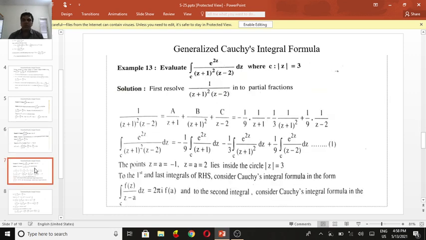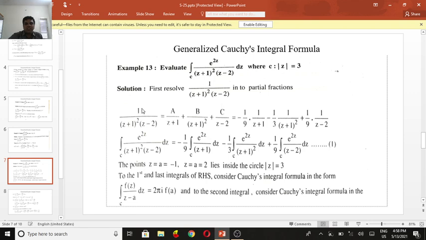Now let us come to one more problem, with mod z equal to 3. Evaluate the integral of e power 2z divided by (z plus 1) whole square into (z minus 2) dz, where C is such that mod z equal to 3. The first step is a proper fraction. So this is a partial fraction, certainly a proper fraction: 1 divided by (z plus 1) whole square into (z minus 2).